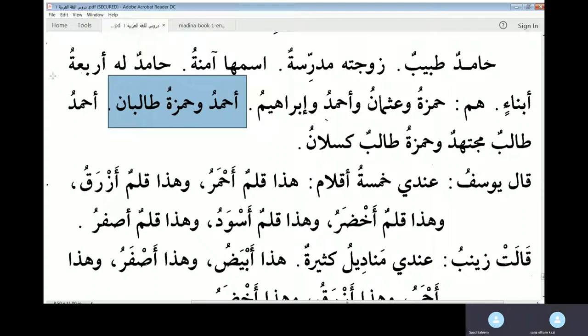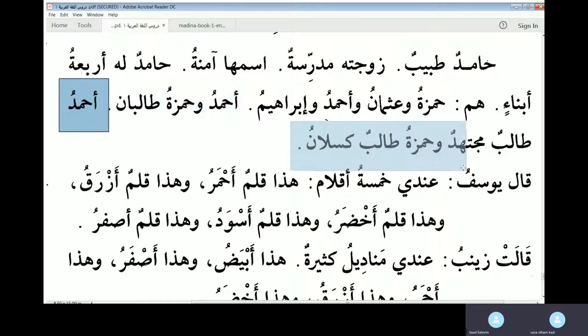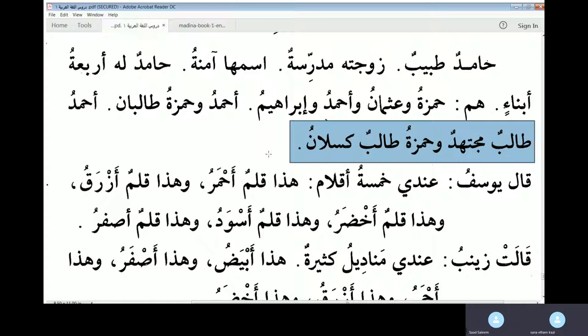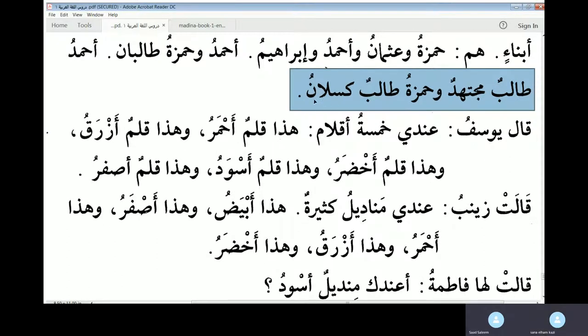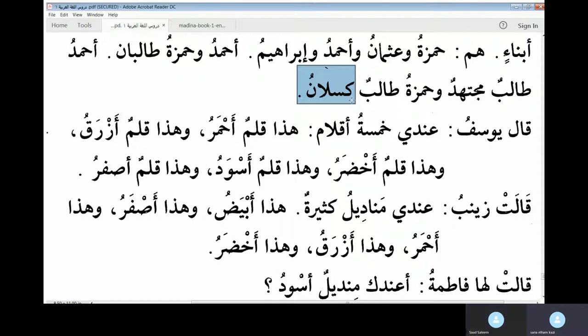Ahmadu wa Hamzatu talibani. Ahmad and Hamza are students. Ahmadu talibun mujtahidun wa Hamzatu talibun kaslanu. Ahmad is a hardworking student and Hamza is a weak student, a lazy student. Okay. Why does kaslan have dhamma? Same thing, it's an adjective with the anu ending. Okay. Next.